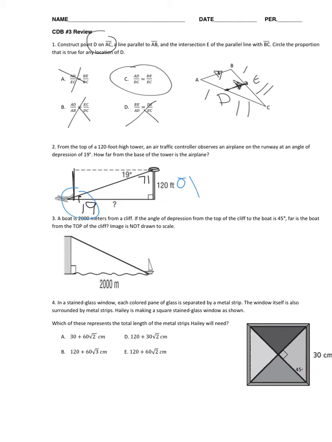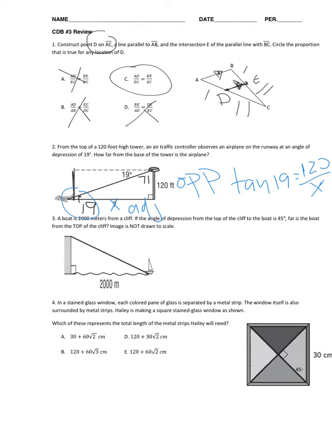So 120 is opposite. You're looking for this, which is adjacent. Opposite over adjacent is tangent. So you're going to get tangent 19 equals the opposite 120 over x. And if we remember, when we have the x in the bottom of our fraction, you want to multiply the x to both sides and then divide.